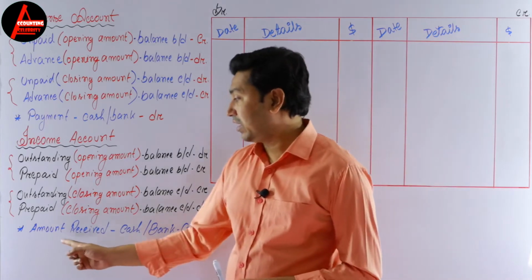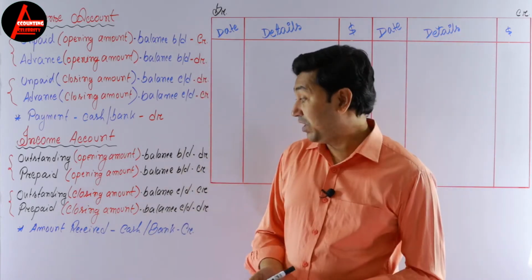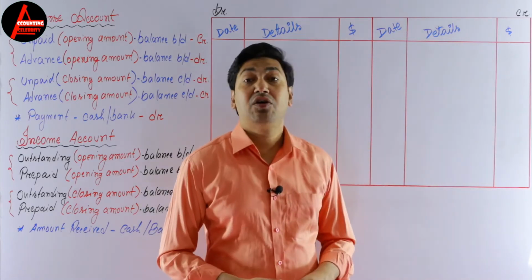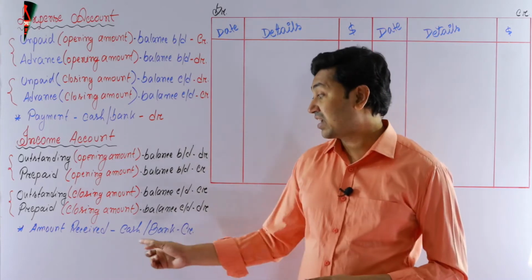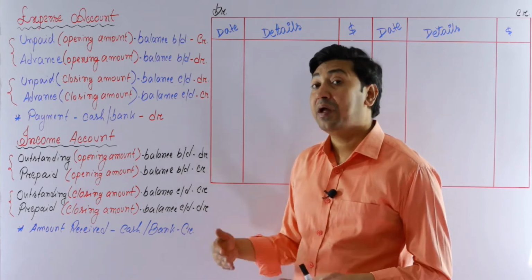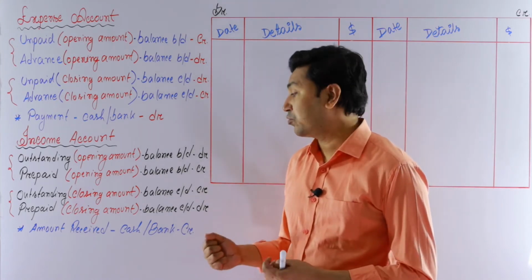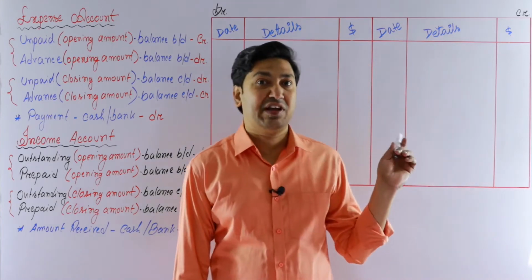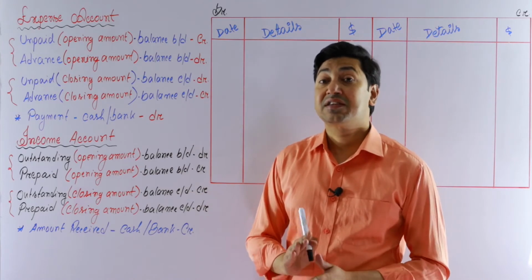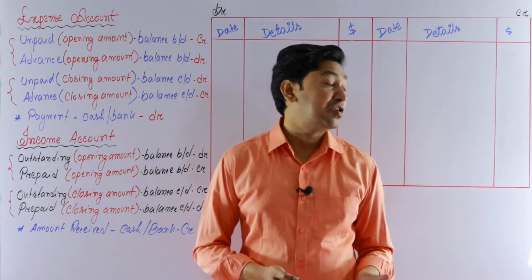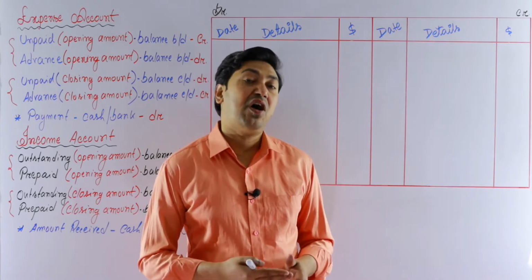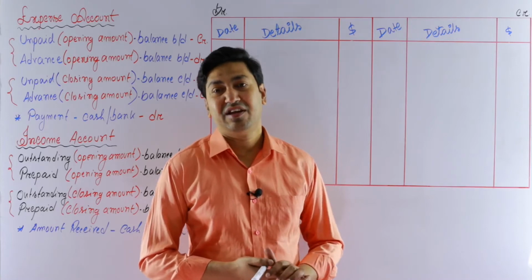Then look here: amount received will be written as cash or bank on the credit side. If money is received in cash, we write cash. If money is received by bank transfer or by cheque, we write bank on the credit side. If you understand these things, your 70% is done. Now you just have to put the amounts in this account, then balance it. You have to know how much money will be transferred to the income statement.